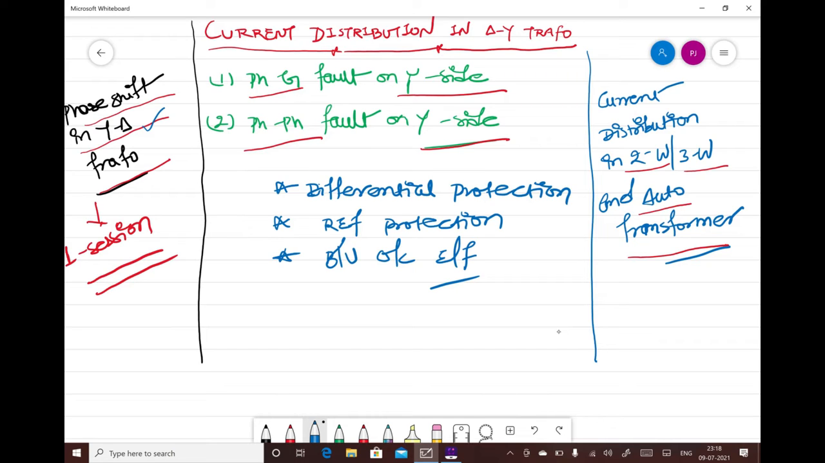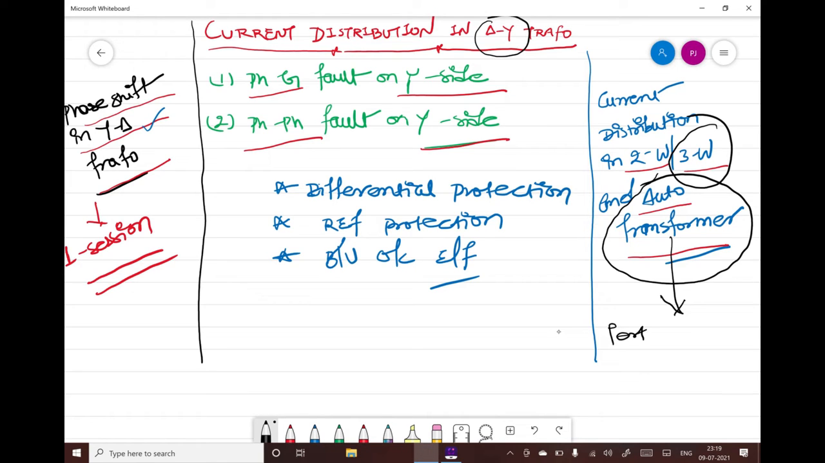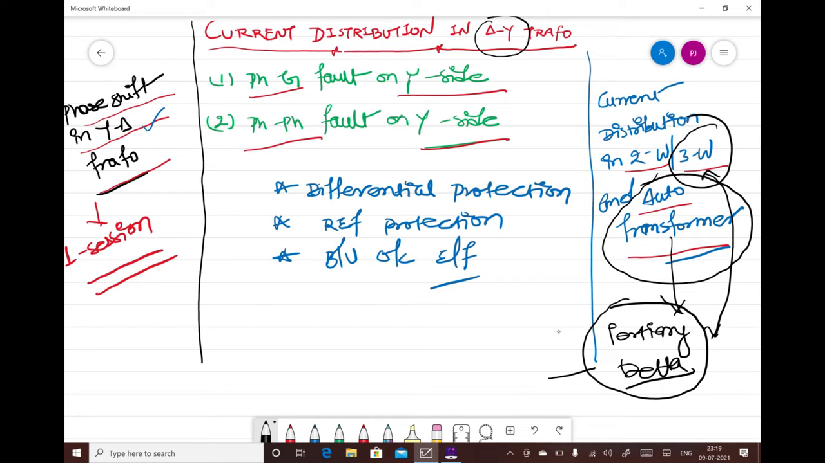We are focusing on a star delta transformer in this session, and if you understand the current distribution in the star delta transformer, then it will be very easy to understand the current distribution in an auto transformer and in a 3-winding transformer. In the case of an auto transformer, we will discuss the current distribution with tertiary delta. This tertiary delta winding is applicable to a 3-winding transformer also. We will discuss when the tertiary winding is loaded and also when it is unloaded, each in subsequent lectures.